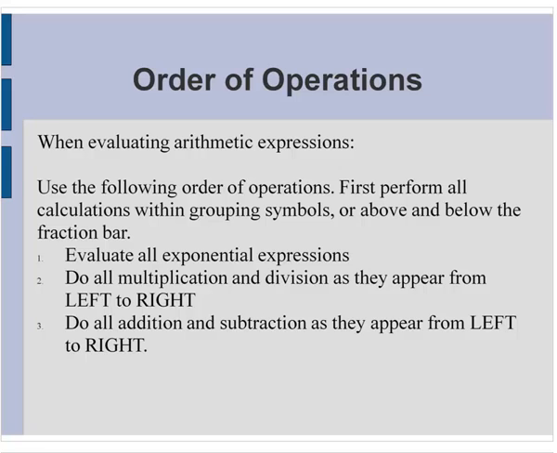The standard order of operations tells us that when we are evaluating arithmetic expressions, we use the following order of operations. First, we perform all calculations within grouping symbols, or above and below the fraction bar, and within the grouping symbols or outside of the grouping symbols, we follow the continuing order that we evaluate all exponential expressions. Then we do all multiplication and division as they appear from left to right. Then we do all addition and subtraction as they appear from left to right.